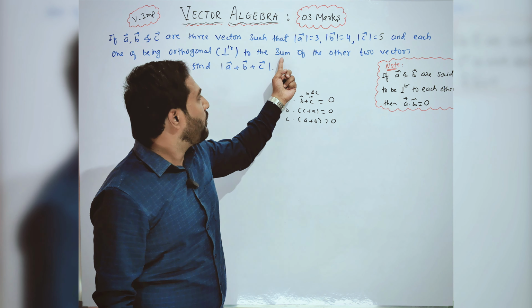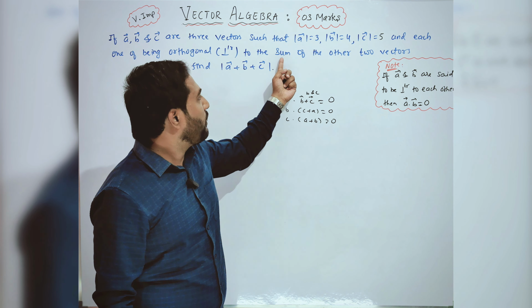So these are the three cases, and these are the three givens. By using that, we need to consider another problem. Okay, let us see. Given A is equal to 3, B is equal to 4, and C is equal to 5. It is already mentioned. Next, let us see this statement: each one being orthogonal to the sum of the other two.